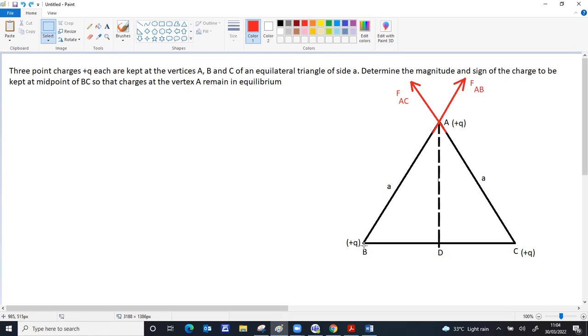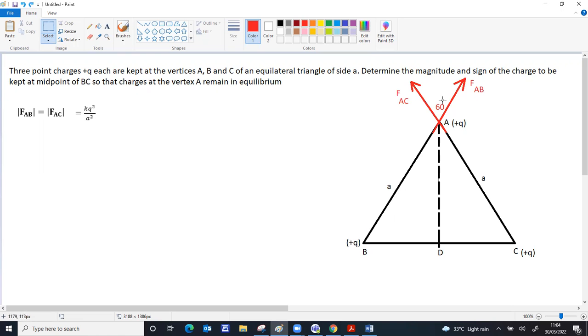The distance between the points A and B, A and C are the same. Charge at A, charge at B, charge at A, charge at C are the same. That means the force on A due to B and the force on A due to C, magnitudes remain the same. That you can calculate as K, which is 1 by 4 pi epsilon 0, charge 1 Q, charge 2 Q, so Q square by A square.